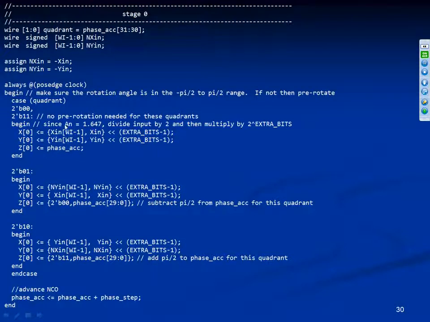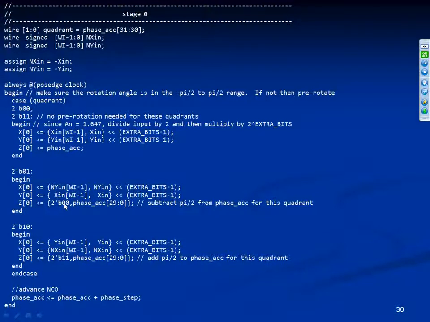So that's just the initial setup, assuming they're in the minus pi to pi over 2 range. If it's not, then I have to do the pre-rotation according to which quadrant it's in. Okay, and this would be the pi over 2 to pi quadrant. And so for y, I would need the minus value of it, and that would be assigned to x, and y of 0 then gets assigned the value of just the positive value of x that comes in.